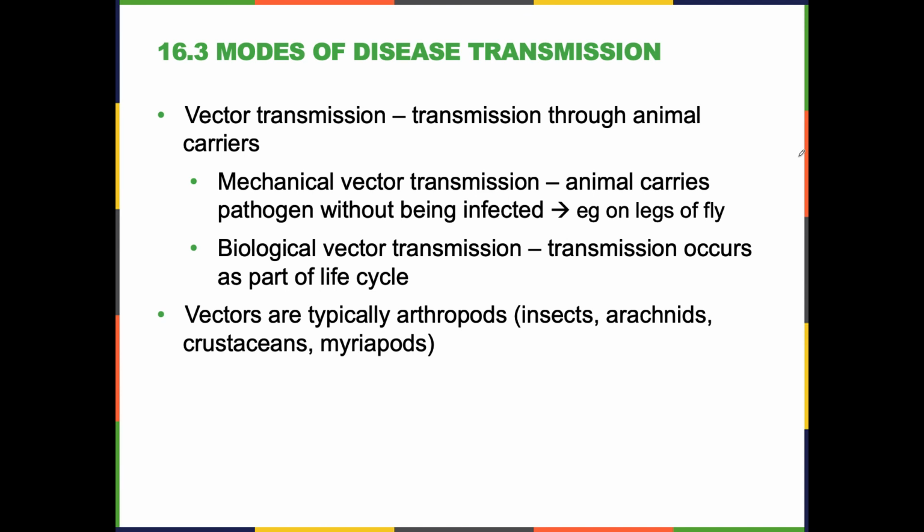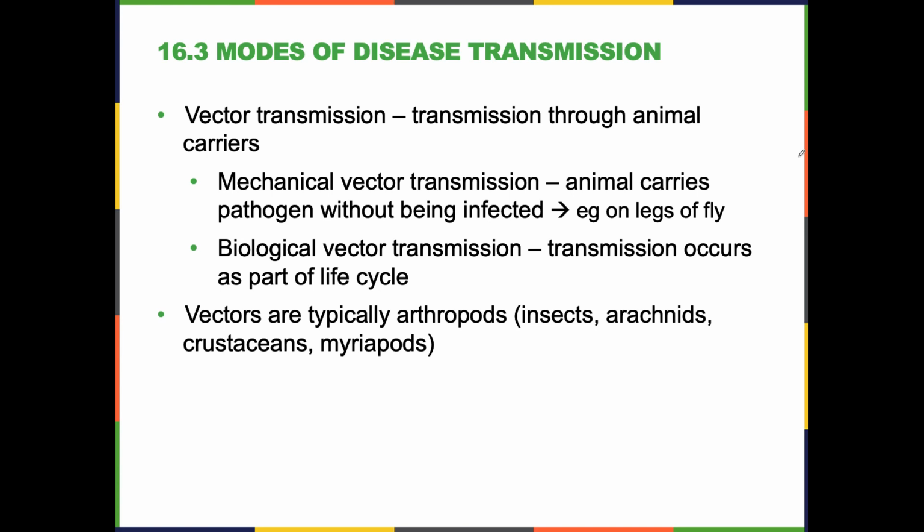Two types of transmission: mechanical vector, which is basically the animal carries it without being infected. So it just walks on some doo-doo, picks up some bacteria on its legs, and it lands on your food, and now you're eating this stuff, right? Or biological vector transmission, which is transmission that occurs as part of the life cycle, right? So this is very specific pathogen transmission, whereas mechanical is non-specific, it just kind of happened.